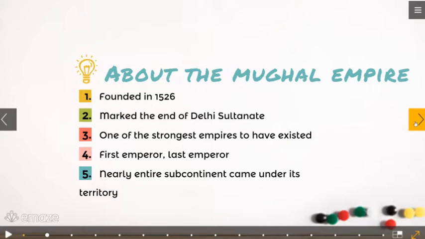So the first emperor of the Mughal Empire, as I had earlier mentioned, was Babur, and the last one was Bahadur Shah Zafar. Let's go through it again. First one was Babur, last one was Bahadur Shah Zafar. These two you always have to remember. You should never forget them. Later on, as you study higher, it will be very important.